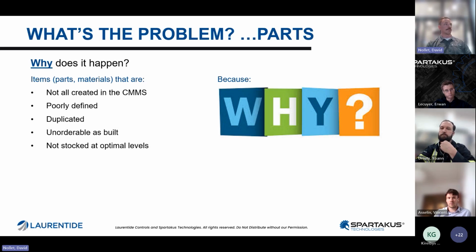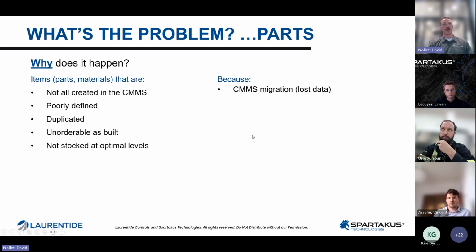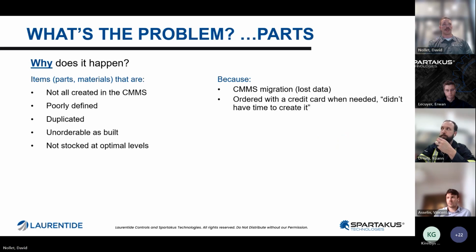If we look at parts, again, we said they're not all created in the CMMS or whatever the case may be. Well, why? Because migration issues again. Because maybe we ordered parts using a credit card. We didn't have time to make it in the CMMS. Maybe we only make parts when they need to be ordered. But then we're always kind of in a crunch to get them, right? But some people, that's the strategy they deploy is I'll build my bill of material as I order my parts. It's just when I'm trying to build a system, when I'm in a hurry to get something done, that rarely works well.